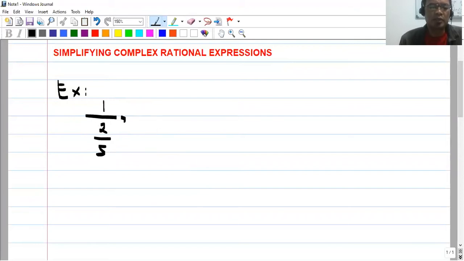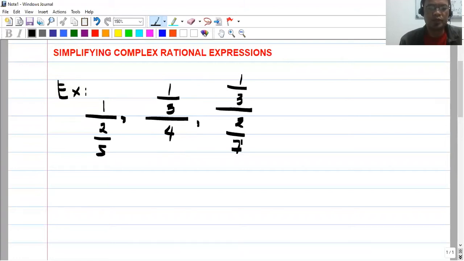Okay, another one is 1/3 all over 4, and again the longer bar is this one, and above the longer bar is 1/3, which is the numerator, and the denominator is 4. Or we also have 1/3 all over 2/7. So both the numerator, which is 1/3, and the denominator, which is 2/7, are fractions.